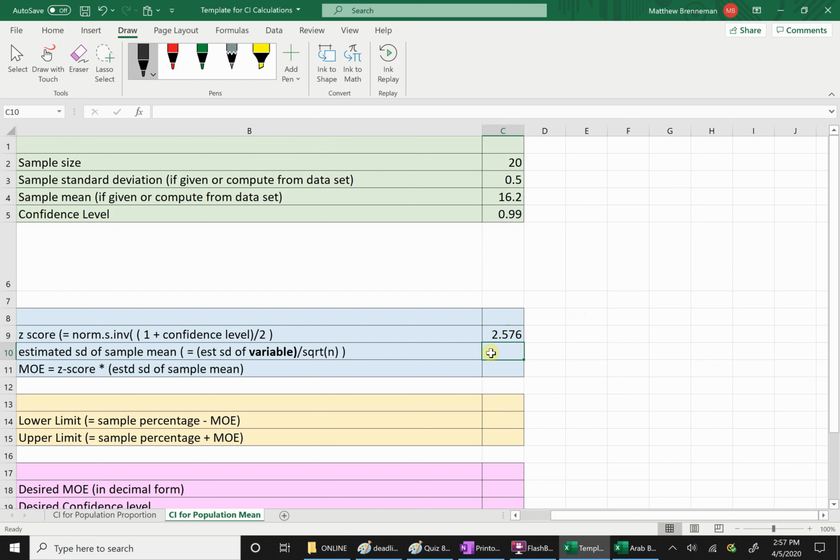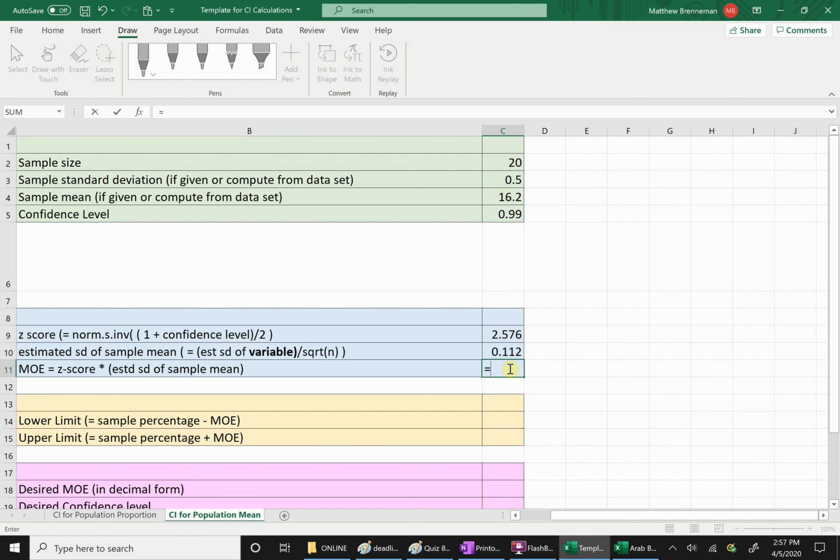Now, if we want the estimated standard deviation of the sample mean, I'm going to take the standard deviation of the variable and divide it by the square root of my sample size. And again, if you're getting the wrong value, pause this video. Go back and look and see what I did and then look at what you did. Make sure that you're entering it the same way. And you should get 0.112.